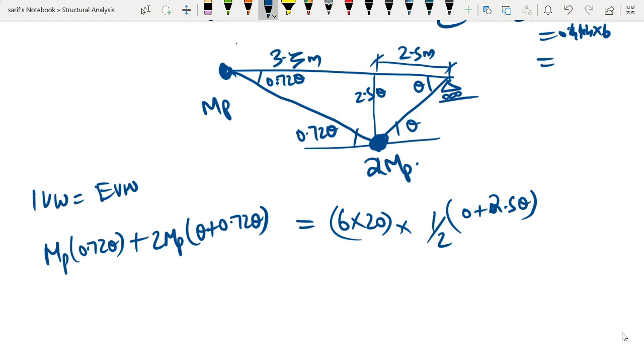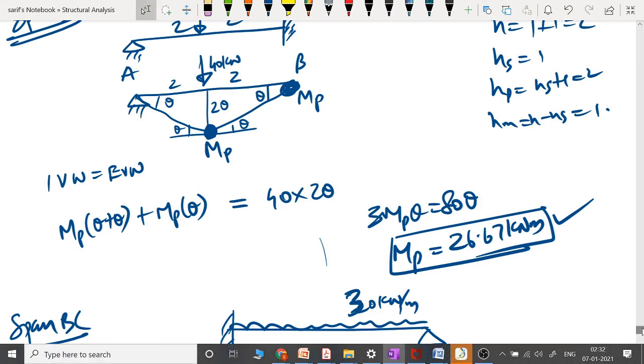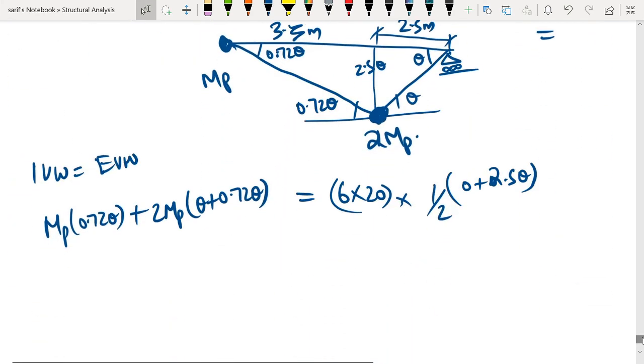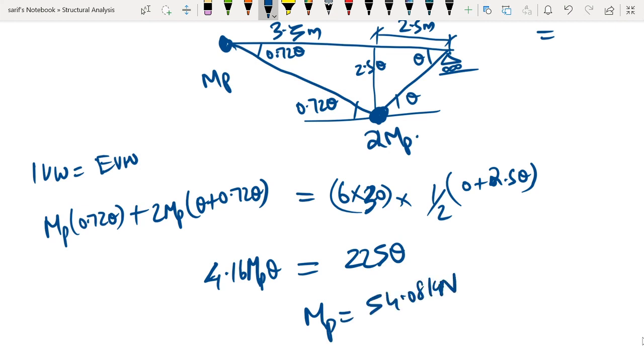Here, if you look, there is a slight mistake. The loading that is given here is not 20, rather it is 30 kilonewton per meter. So this will be 6 into 30. If we simplify this, we are going to get 4.16 MP theta equal to 225 theta. So if we solve, we are going to get MP equals 54.08 kilonewton meter.